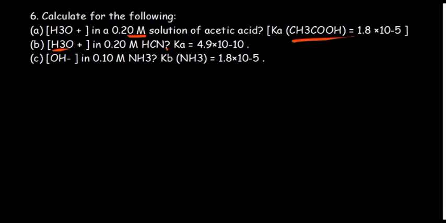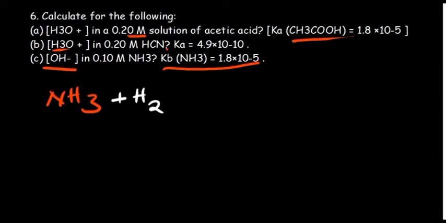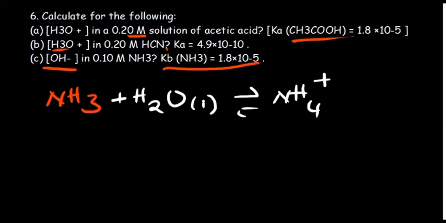Question C. Find the hydroxide ion concentration in 0.1 molar concentration of NH3. So this time around we have Kb, meaning that what they're asking for is basically the constant for a base. So our base is basically NH3. So for the dissociation reaction, this is basically going to gain a proton and the water is going to act as the acid. Okay, so we're basically going to have NH4 because it's a proton. Then we are going to have a hydroxide ion being formed.